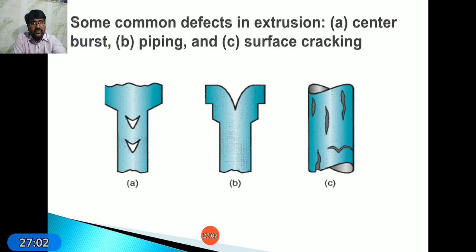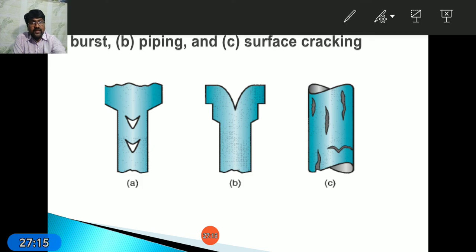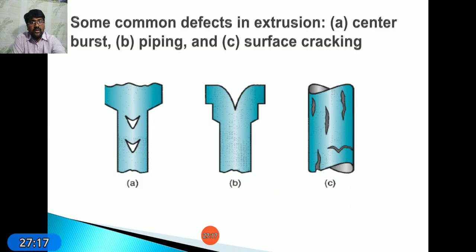These are the different defects, that is, surface cracking, internal cracking and pipe. The first one indicates the center burst and the second one piping. Here the piping is observed. Next, surface cracking. Thank you. That is about the extrusion process.